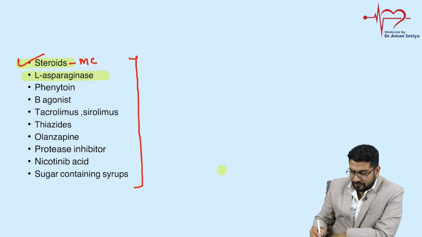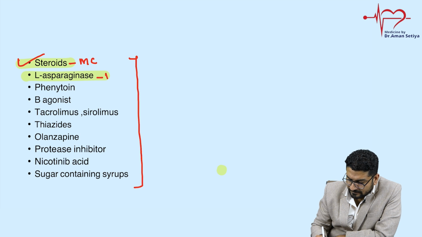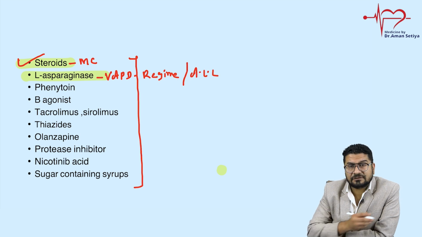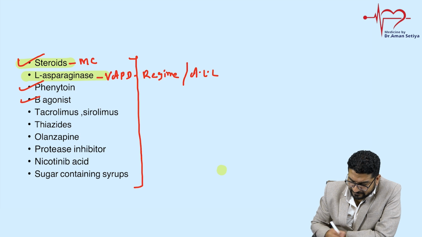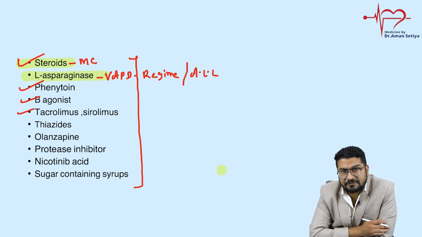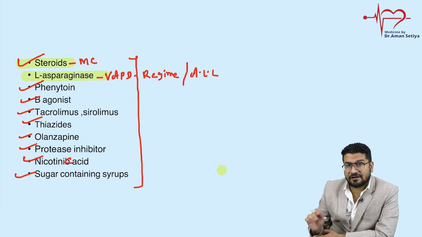Then L-asparaginase is important. L-asparaginase we use in a VAPD regime, a regime we use to treat ALL, acute lymphoblastic leukemia. So this can also be a potential cause of diabetes. Then phenytoin, antiepileptic drug, beta agonist, tacrolimus, sirolimus, these are immunosuppressants, thiazide, olanzapine, protease inhibitor, nicotinic acid, and some sugar containing syrup. So these are some of the causes of drug-induced diabetes.